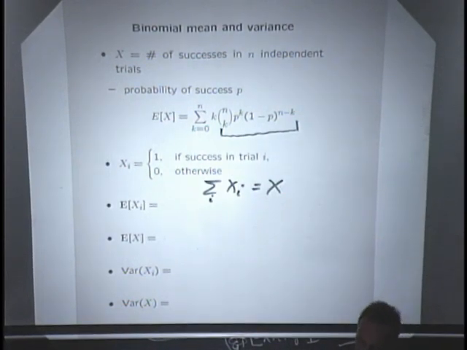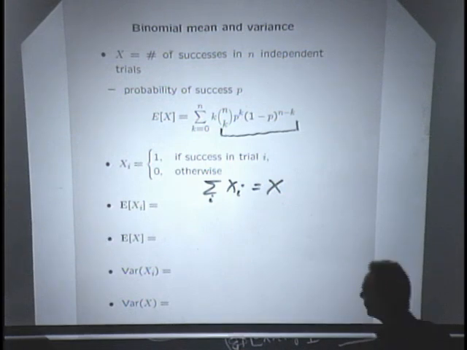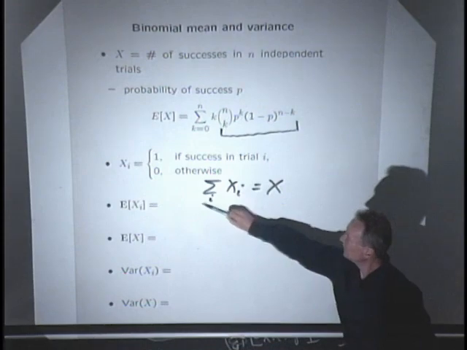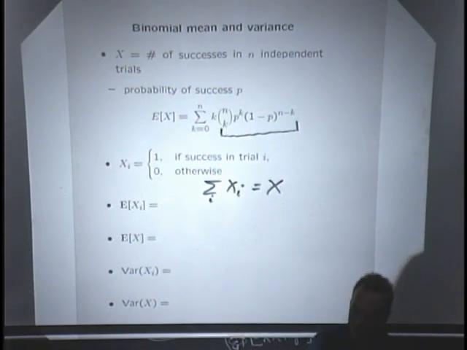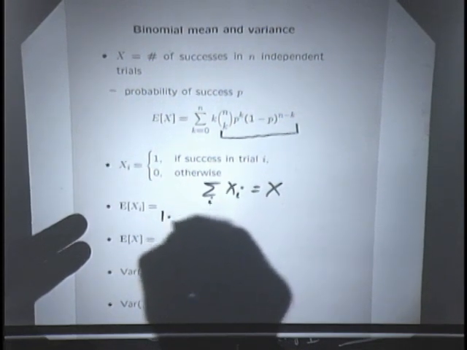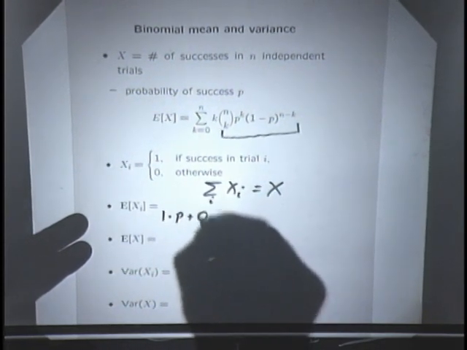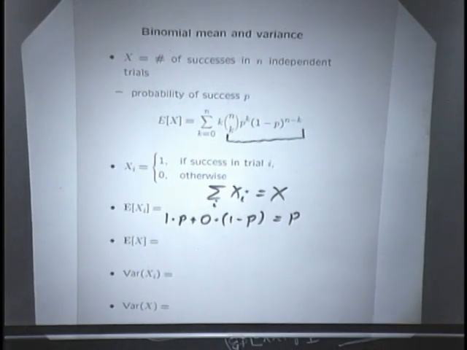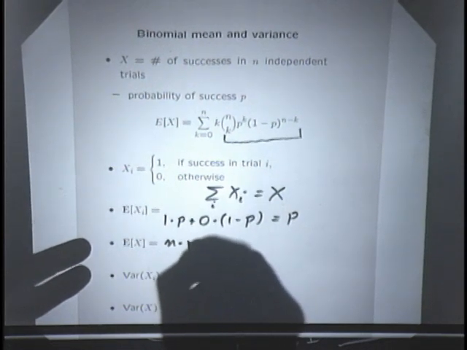Okay, and now we can use the linearity of expectations. We're going to find the expectation of x by finding the expectation of the xi's and then adding the expectations. What's the expected value of xi? Well, xi takes the value 1 with probability p and takes the value 0 with probability 1 minus p. So the expected value of xi is just p. So the expected value of x is going to be just n times p.